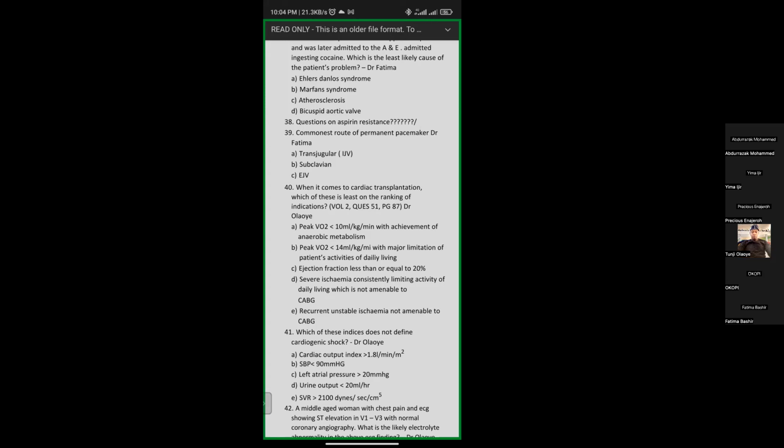Then malfunction, which could be under-sensing, over-sensing, loss of capture, loss of output, inappropriate mode, inappropriate rate, pulse generator failure, pacemaker-mediated tachycardia, pacemaker syndrome. Late complications include tubular syndrome, pacemaker infection, pacer malfunction, allergy or sensitivity to the device materials. So this is the end of my session.